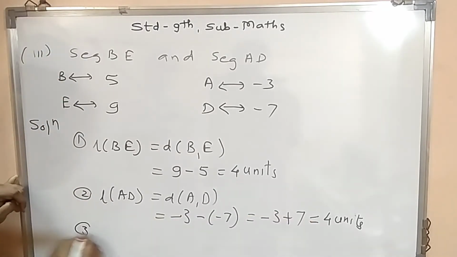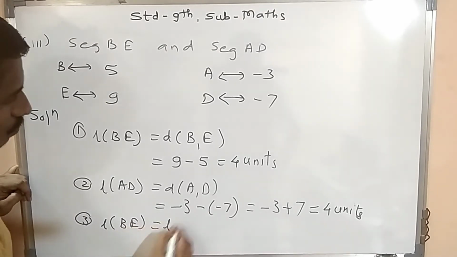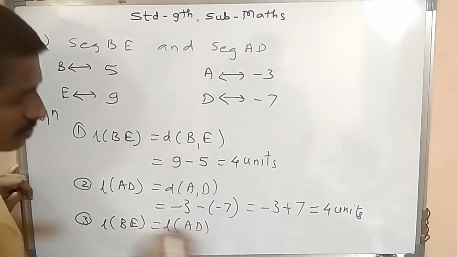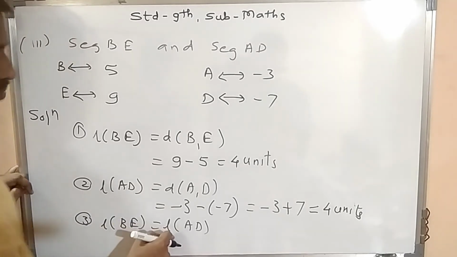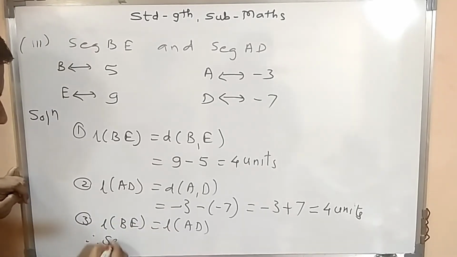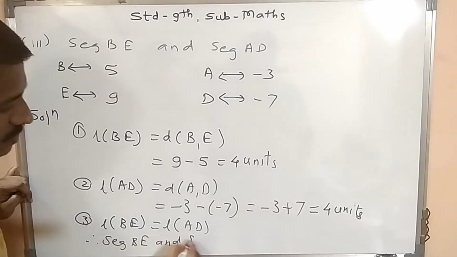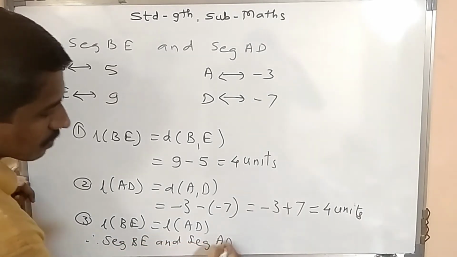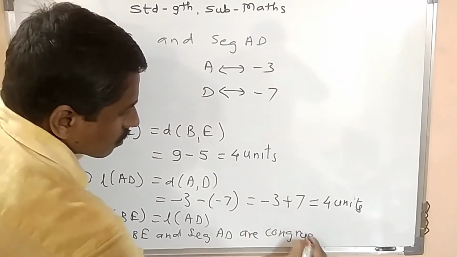And so, from 1 and 2, what will I get? The length of BE is equal to the length of AD. It means the length of segment BE is equal to the length of segment AD, and therefore segment BE and segment AD are congruent segments.